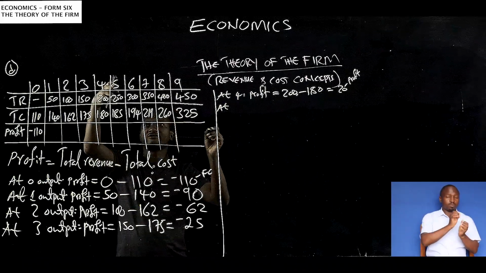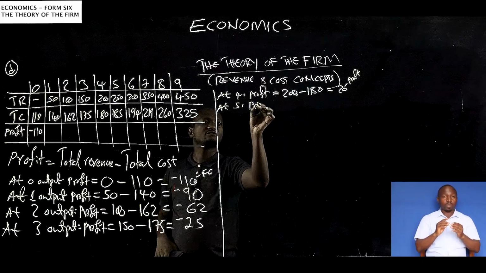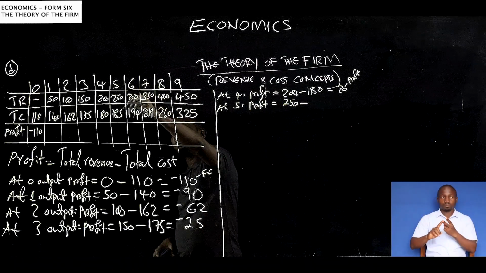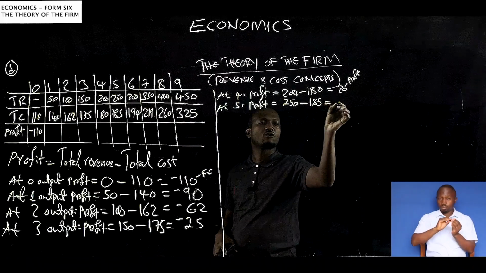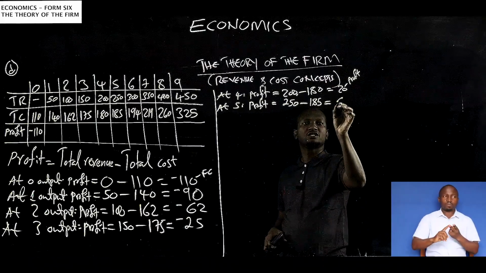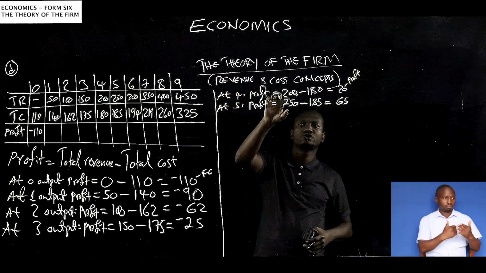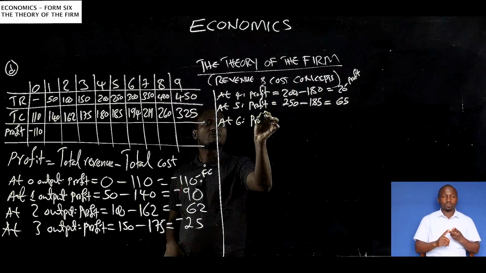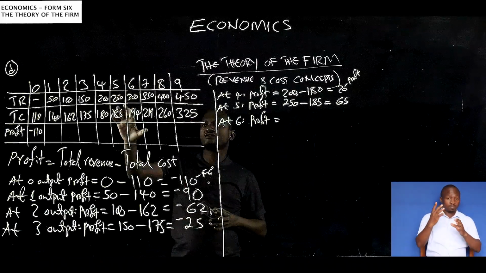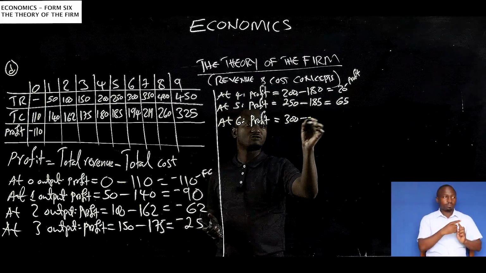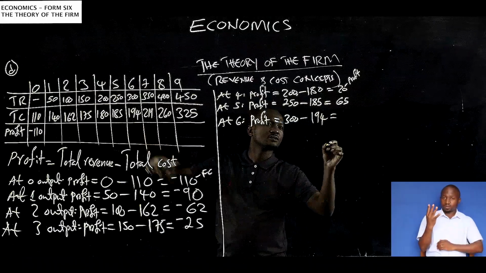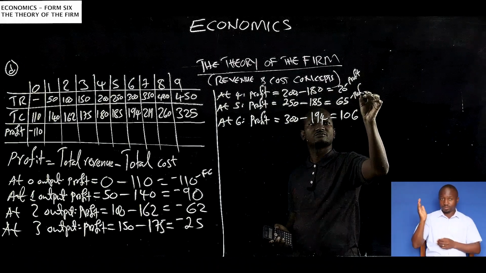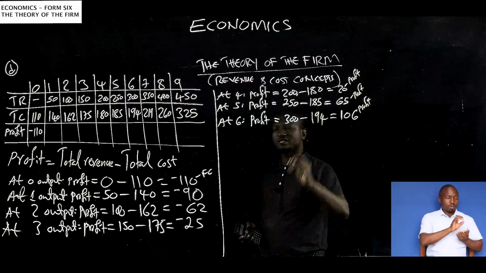At five output level, profit is equal to total revenue minus total cost. Here we also get profit 65. This is also profit because total revenue is greater than total cost. At six, we take total revenue 300 minus total cost. We get 106. This is also profit because total revenue is greater than total cost.